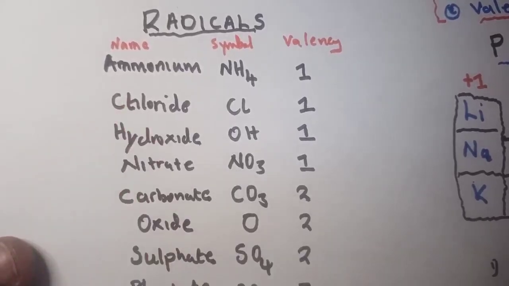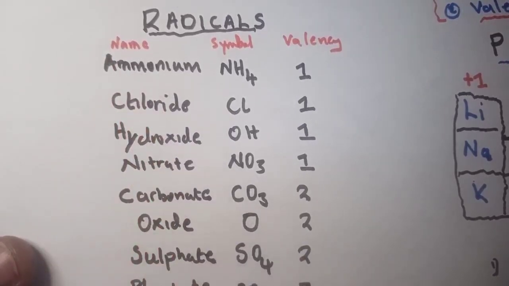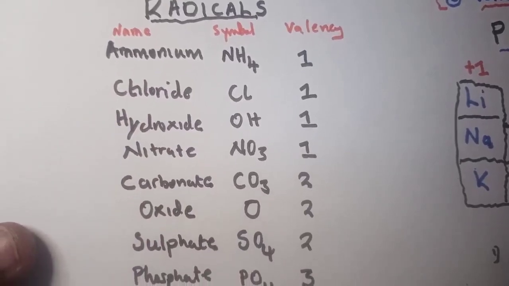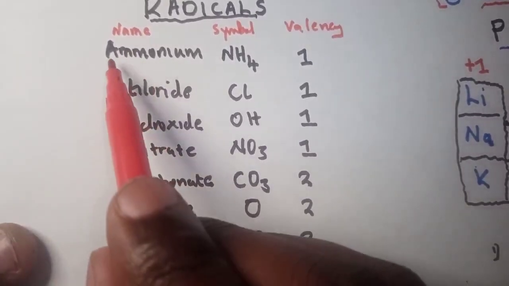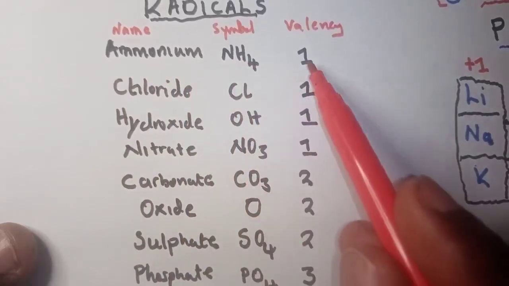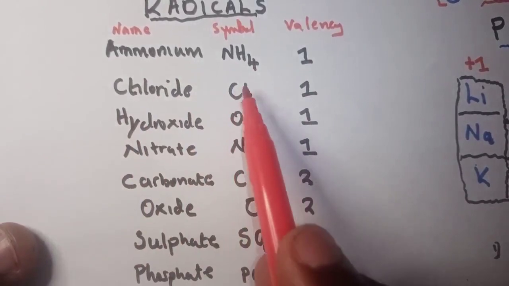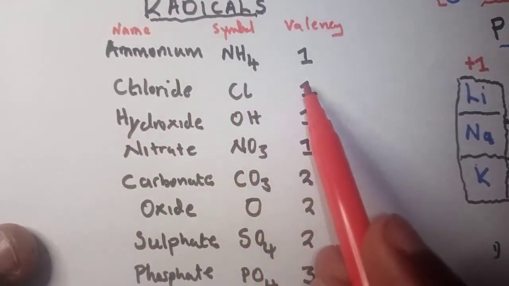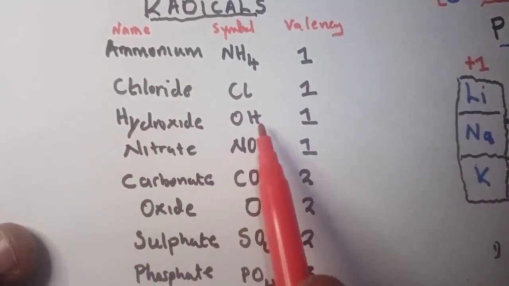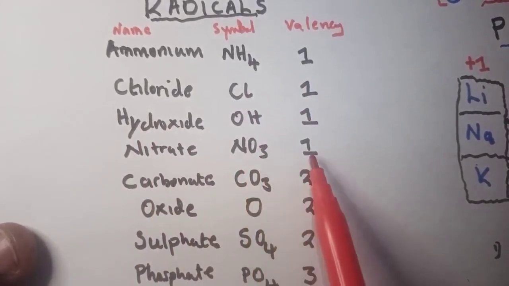But you have to know these ones: 1, 2, 3, 4, 5, 6, 7, 8. These are the most common ones, but there are more than 8. Some I've mentioned here. For instance, ammonium is written as NH4, and you have to know the valence is 1. Chloride, Cl, the same symbol as chlorine, has a valence of 1. Hydroxide, OH, valence of 1. Nitrate, NO3, valence of 1.